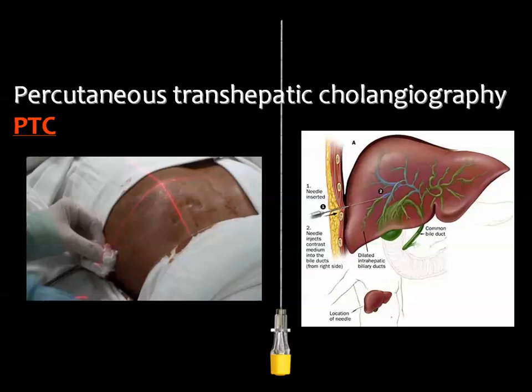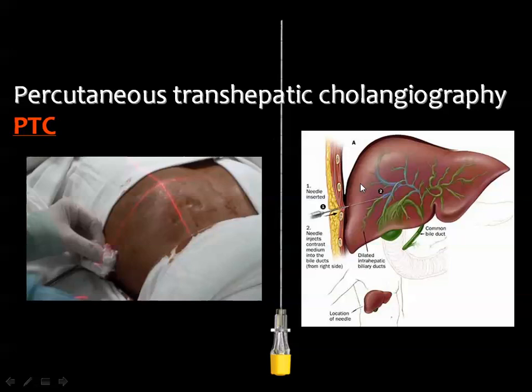And we used to introduce this needle, which is known as the Chiba needle, percutaneously through the right hypochondrium. We directed it medially, anteriorly, and upward, going through the liver. Then we remove the core of the needle and inject some contrast media.